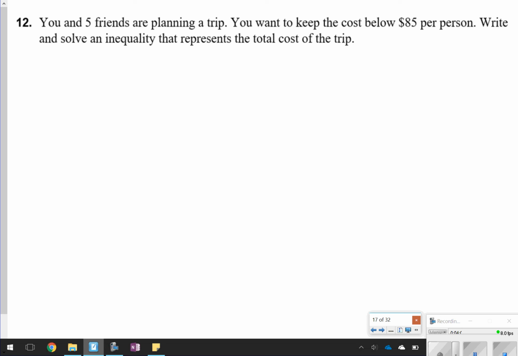Number 12 was kind of tricky because you had to work backwards. You and 5 friends, that means 6 people, are planning a trip. You want to keep the cost below $85 per person. Write and solve an inequality that represents the total cost of the trip. A lot of people get confused here and think that $85 is the total cost, when the total trip cost is what we need to find.